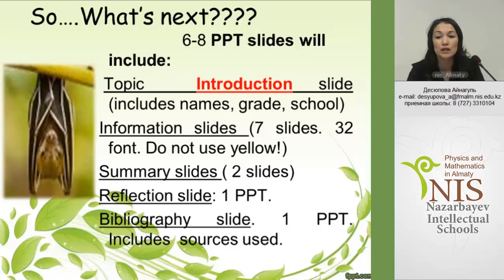So what's next? It should be 6-8 PowerPoint presentation slides, which will include topic or issue introduction slide, which includes names, grade, school, information slide. It's going to be 7 slides. Do not use yellow because it's hard to follow, to read. And summary slides will consist of 2 slides, reflection slide only 1, and bibliography slides 1 slide, which will include all sources that they used.